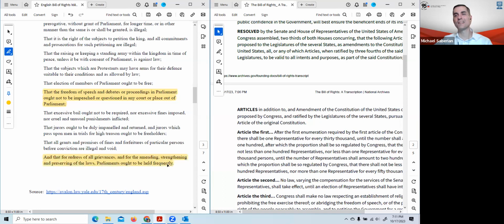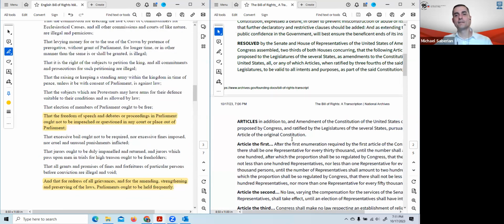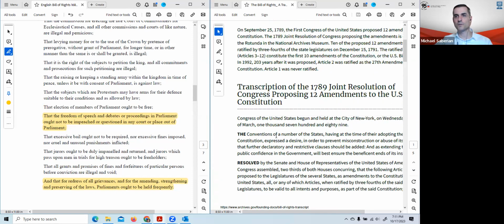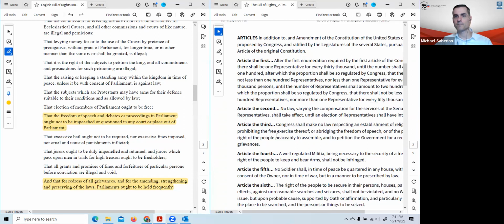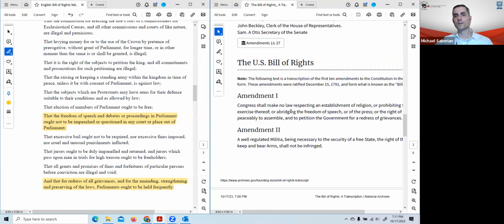to be held frequently. So we see this language again here, Article the 1st. Oh, wait, no, that's the Constitution. Here we go. Proposing 12 amendments. Here we go. Let's go. Article the 2nd. U.S. Bill of Rights. Here we go.